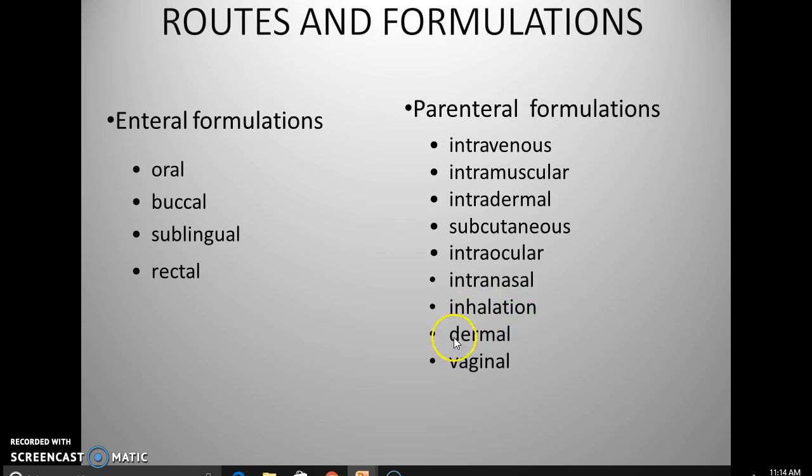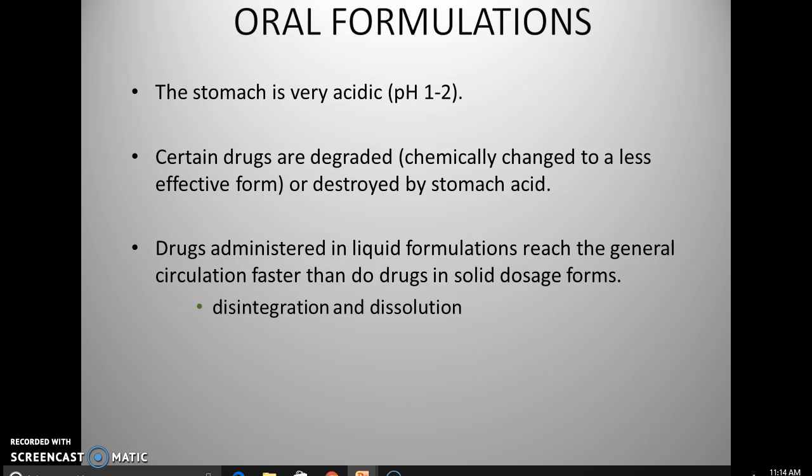And with the dermal, you have the parenteral route. And the dosage forms that are associated with the parenteral route include solutions, tinctures, colloids, liniments, suspensions, ointments, creams, and gels. Okay? And you should be familiar with those particular types of formulations.